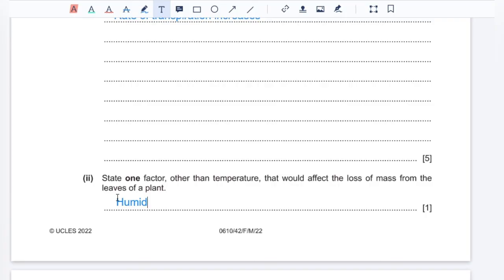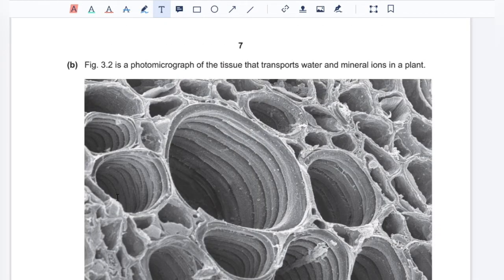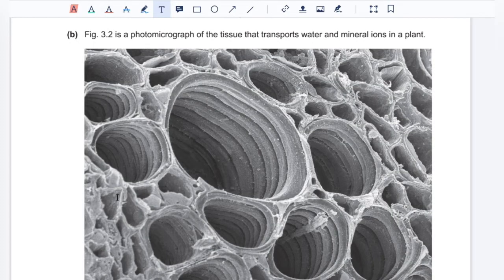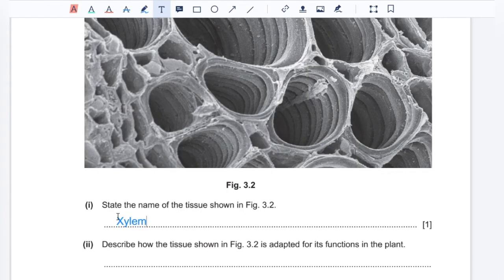B. Figure 3.1 is a photomicrograph of the tissue that transports water and mineral ions in a plant. So this is xylem. 1. State the name of the tissue shown in this figure. 2. Describe how the tissue in figure 3.2 is adapted for its functions in the plant.